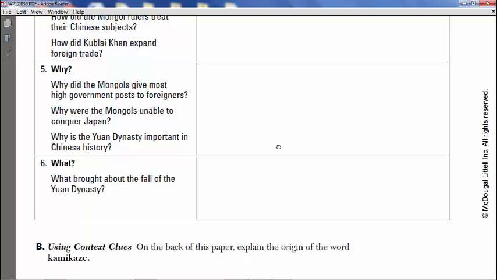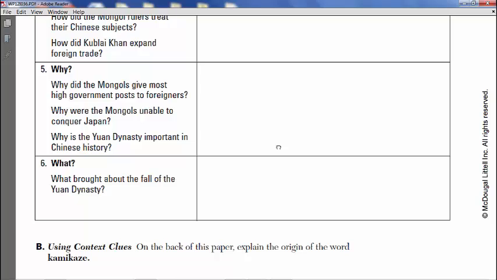Why is the Yuan dynasty important in Chinese history? Because it finally united China and expanded the foreign contacts. China was able to expand their trade. It made very few changes to the Chinese culture and system of government, so it kept Chinese ideas going.